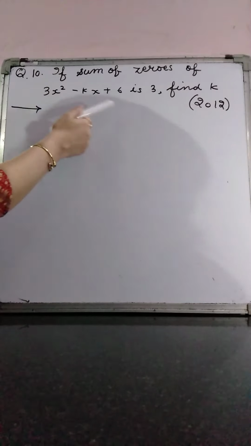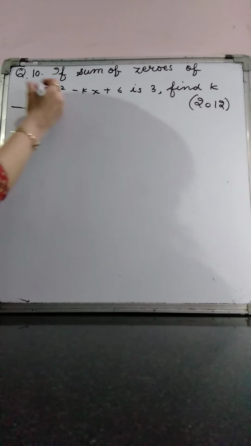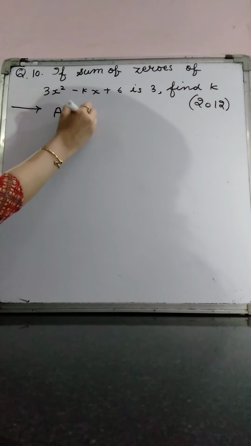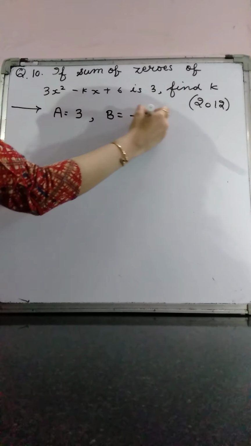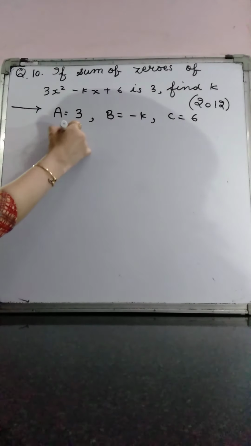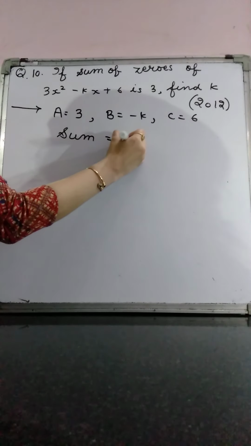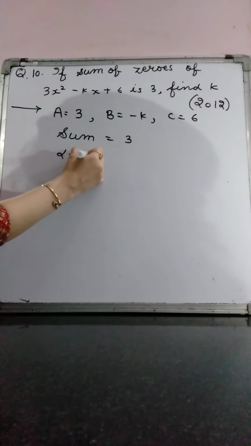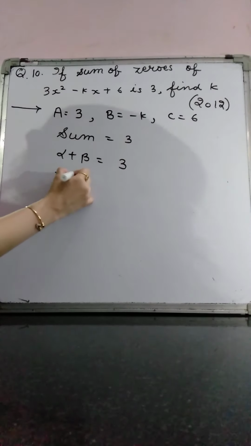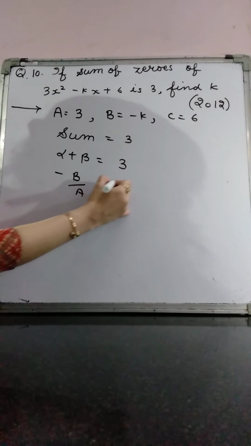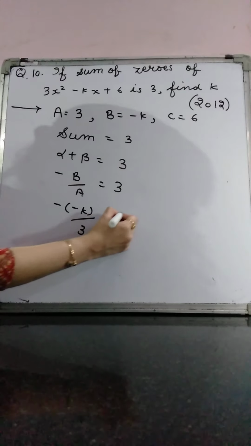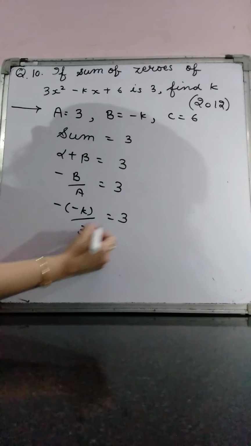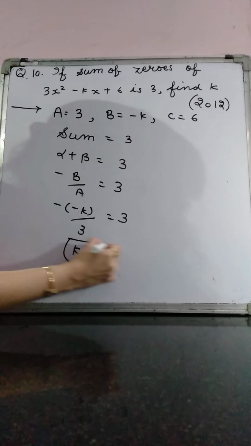If sum of zeros of this is 3, find the value of k. First of all, compare. The value of a is 3, the value of b is minus k and the value of c is 6. Sum is 3, that is alpha plus beta. Minus b by a is 3. Now substitute the value. Minus and minus plus, 3 into 3 is 9.